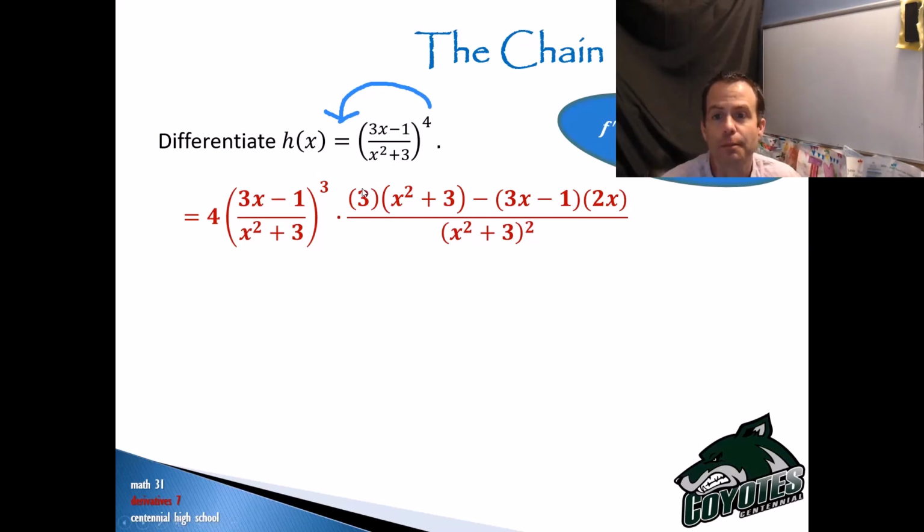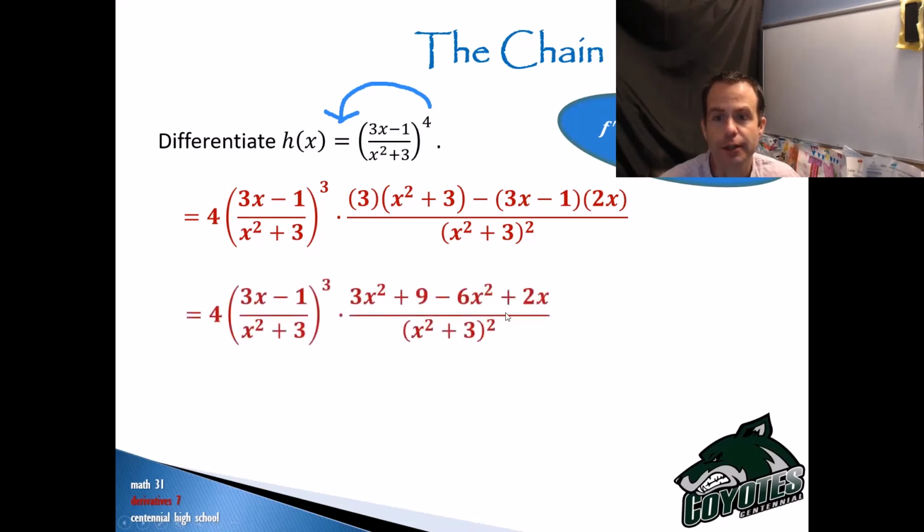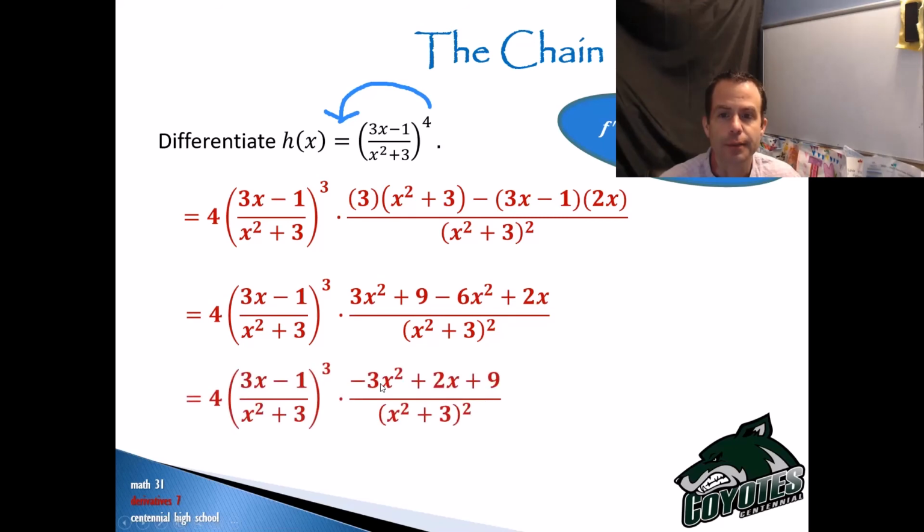Okay, so my 3 can get distributed here and my 2x can get distributed there. So that's going to give me 3x squared plus 9. And then there's a subtraction sign there too. So I counted that as a negative 2x, so negative 6x squared plus 2x. Okay, and then when I combine like terms, I would end up with negative 3x squared plus 2x plus 9. And then remember, we've talked earlier that our answer should always be one nice pretty fraction.